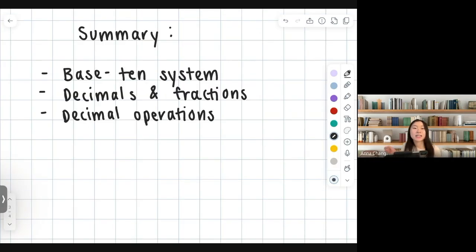So to summarize, decimals use the exact same base 10 place value system as whole numbers. We also saw that decimals and fractions can represent the exact same quantities, but in different forms. And finally, we got to review adding, subtracting, multiplying, and dividing with decimal values.